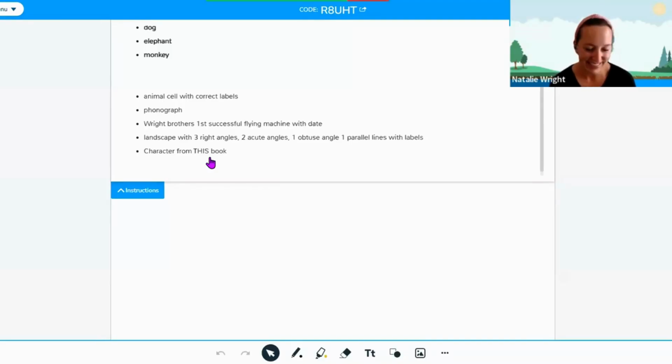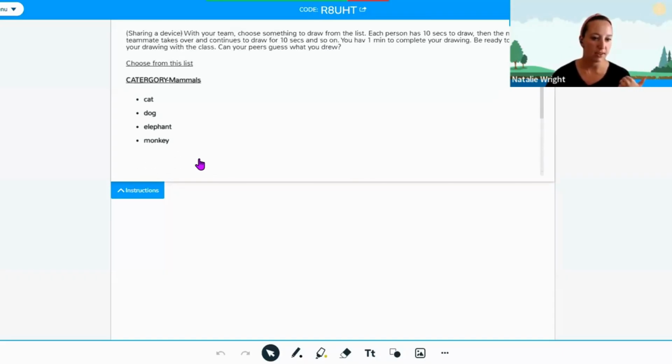So as a group, I have one device on a desk. All 5 students are lined up behind this computer. One student is going to draw at a time. As a group, they need to decide what they're going to draw. So if this was our mammals category, we're going to draw an elephant. All of my students know we're going to draw an elephant. So student number 1 has 10 seconds to draw an elephant.